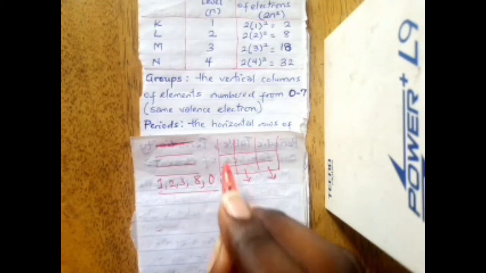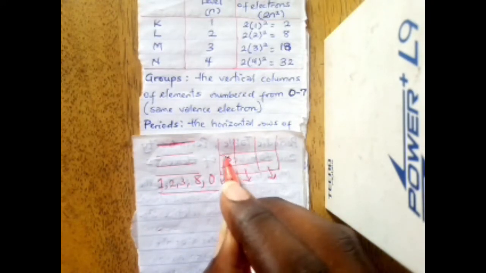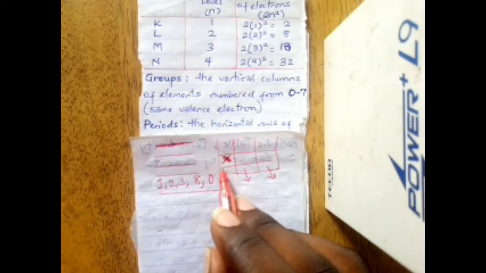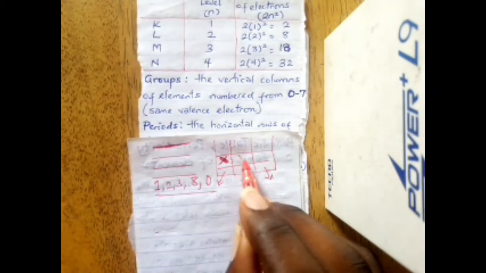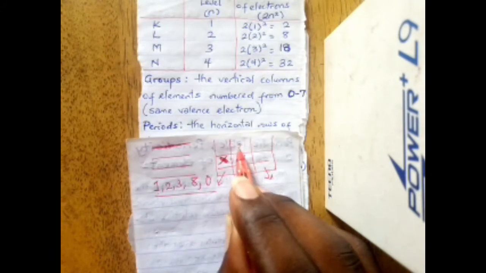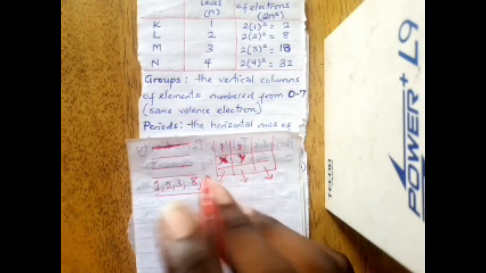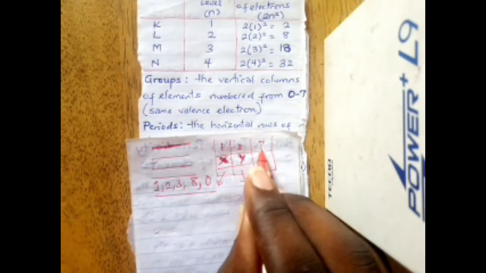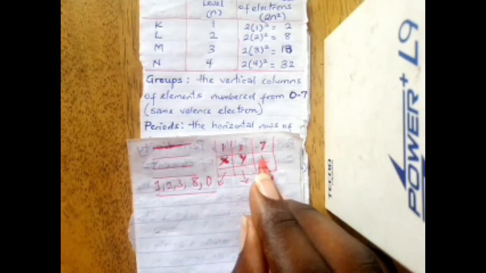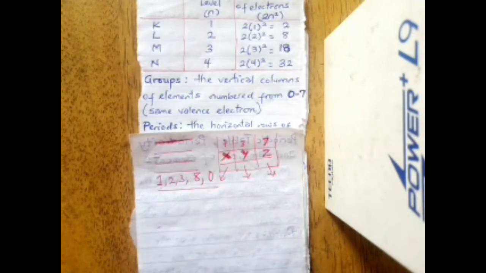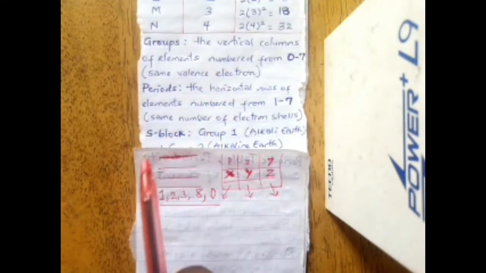So if, for example, an element X is in group 1, what that simply means is that element X has one valence electron. If an element Y is in group 3, it means that element Y has 3 valence electrons. If an element Z is in group 7, this means the element has 7 valence electrons, whereas an element which is in group 0 has 0 valence electrons. So quickly we'll be looking at periods also.